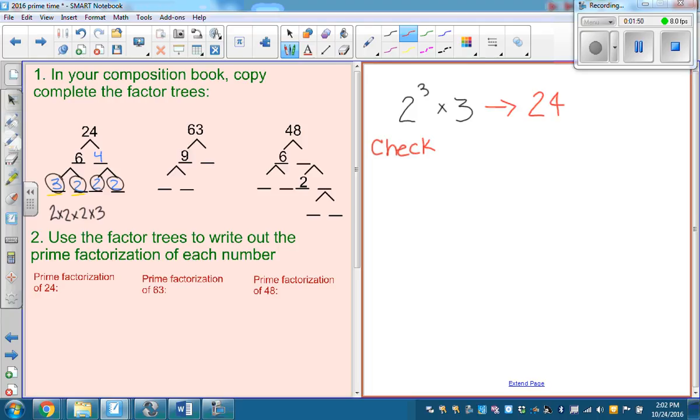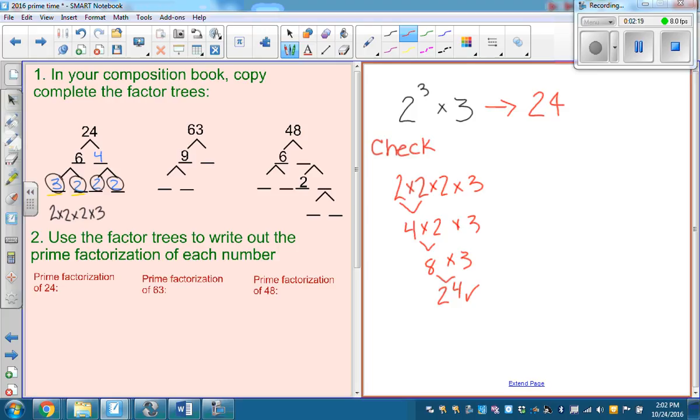So Daniel, if I work out that number, 2 to the 3rd power, that's 2 times 2 times 2 times 3. Tell me what this is. 2 times 2, that's 4. Okay. And then Shane, what's 4 times 2? 4 times 2 would be 8. That's correct. And then Serafina, what's 8 times 3? That's 24. And I got back to the original number, so I know I did it correctly.